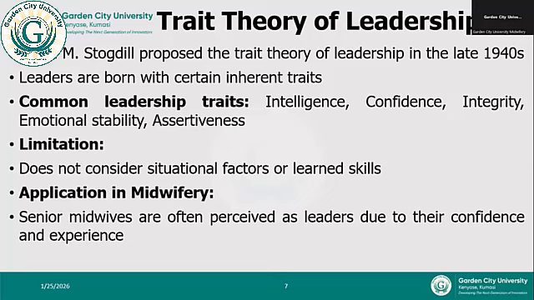Then came the trait theory of leadership, which was proposed by Raphael in 1914. And his philosophy was that, yes, you can be born as a leader, but you must exhibit certain traits within you inherently to demonstrate that you're a leader. So even though you can be born the crown prince, you need to exhibit certain characteristics that make you like a crown prince. And those traits were intelligence, confidence, integrity, emotional stability, and assertiveness.